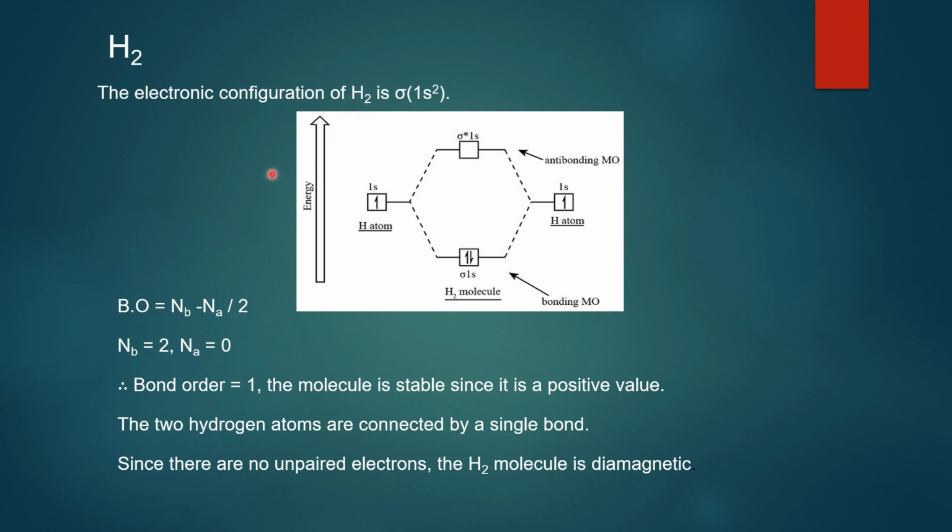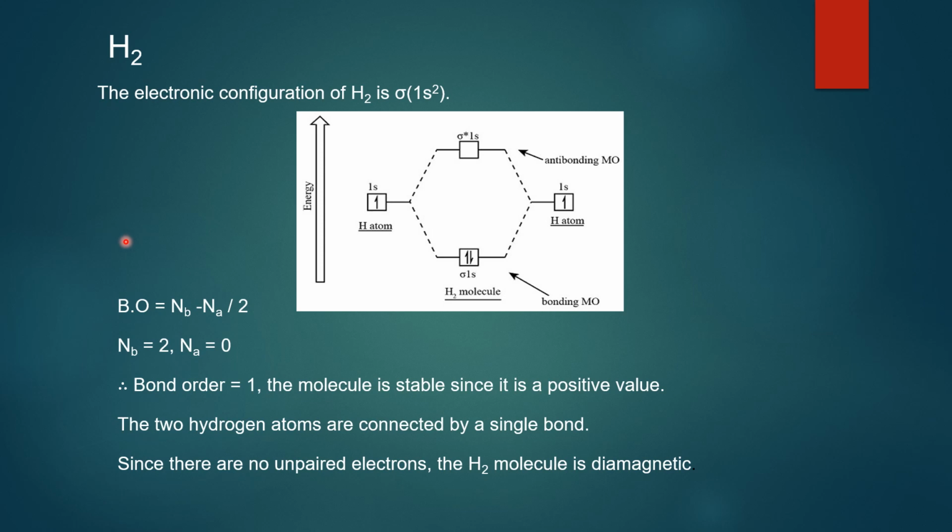Then you should fill the electrons. How to fill the electrons? Based upon three rules: the Aufbau principle, Pauli's exclusion principle, and Hund's rule. According to these rules, the first electron goes to the sigma 1s level, and the second electron goes to the sigma 1s level. The electrons get paired up. No electrons go to the anti-bonding molecular orbital. This is the way of constructing the molecular orbital energy diagram for the H2 molecule.